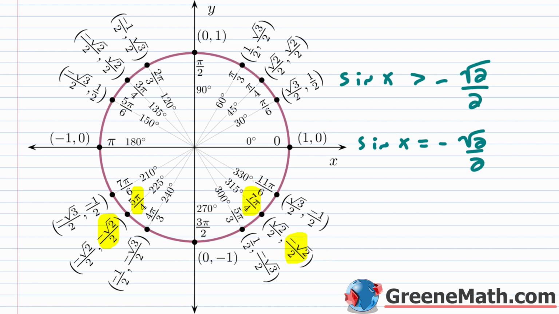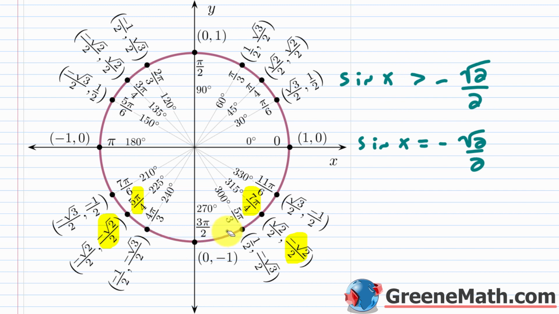Now, if you look between these values here, this inequality is not going to be satisfied. In other words, it would produce a false statement. So if I look at the sine values between 5 pi over 4 and 7 pi over 4, you notice you get negative square root of 3 over 2, negative 1, negative square root of 3 over 2. So obviously that is not greater than negative square root of 2 over 2. So this would not work.